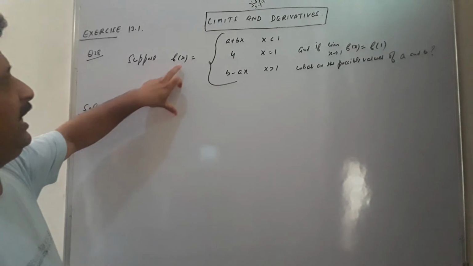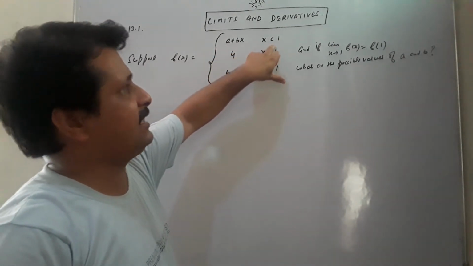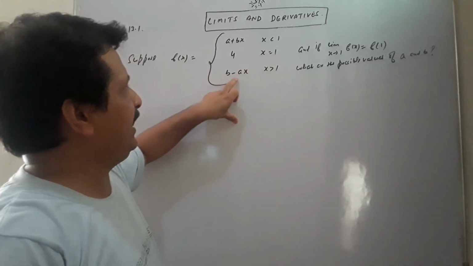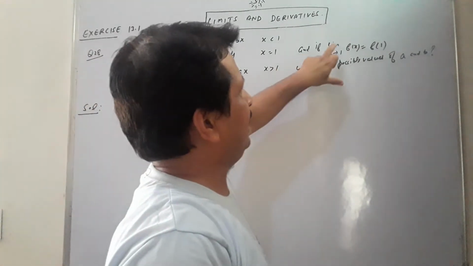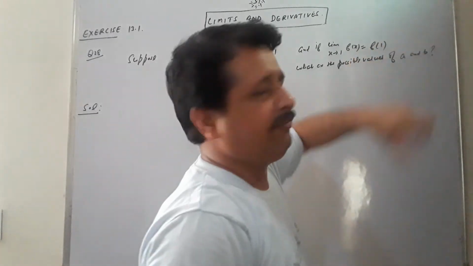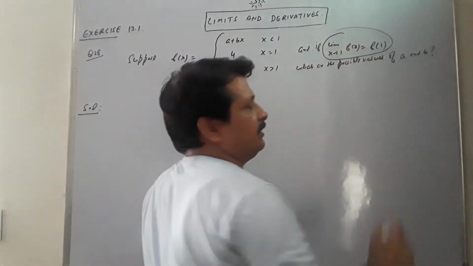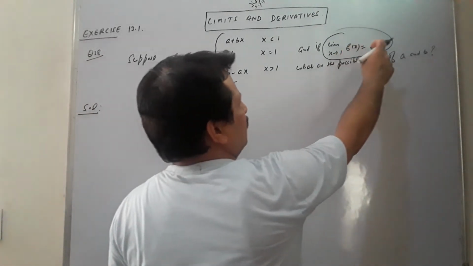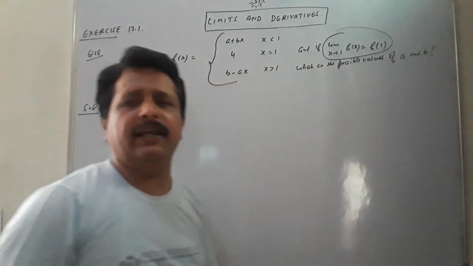Suppose that f of x is equal to a plus bx when x is less than 1, 4 when x is equal to 1, b minus ax when x is greater than 1. And if the limit x tends to 1, f of x is given as equal to f of 1. Here it is given to you students that the left hand limit and the right hand limit at 1 both are equal to f of 1. What are the possible values of a and b?